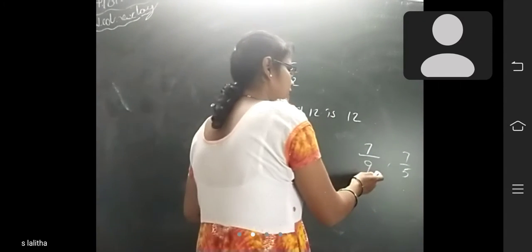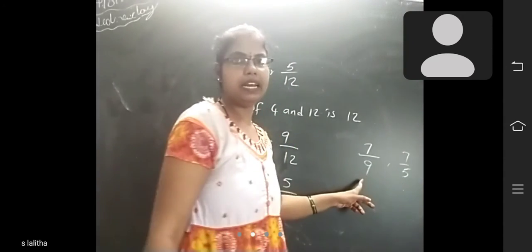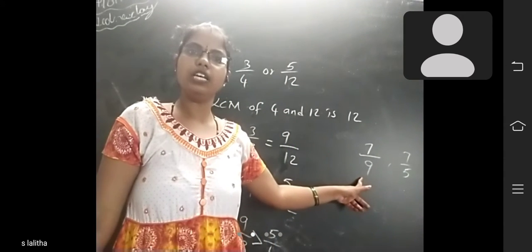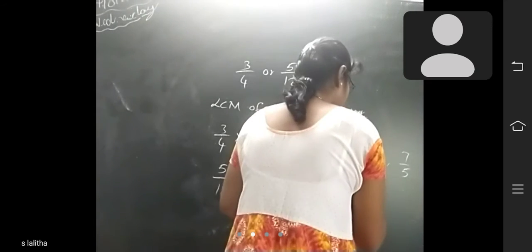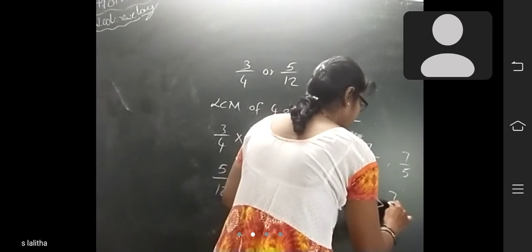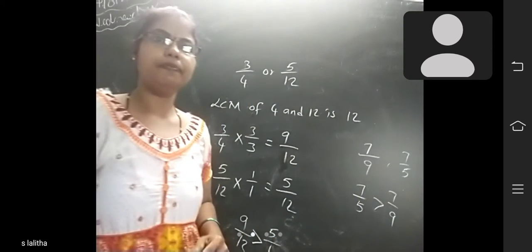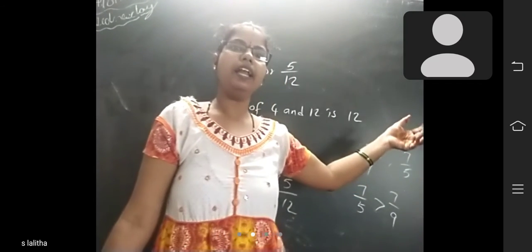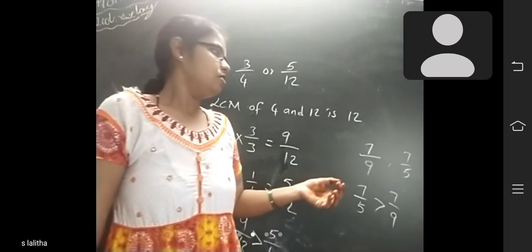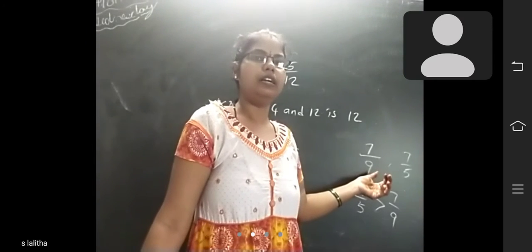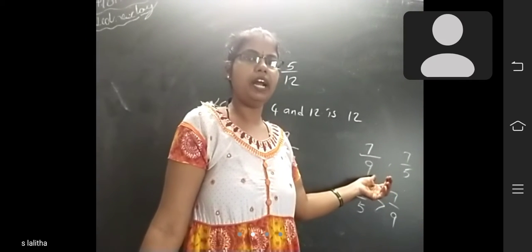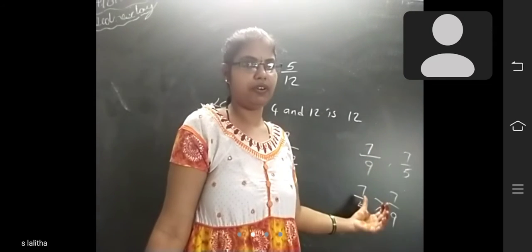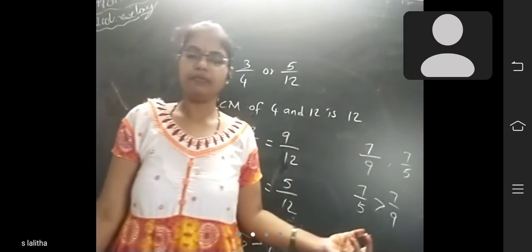So here the greatest denominator is 9. 7 by 9 is there, no? So this is the smaller fraction. So 7 by 5 is greater than 7 by 9. Did you understand now? For fractions having the same numerator, the fraction with the highest denominator is the lowest fraction. Did you understand?